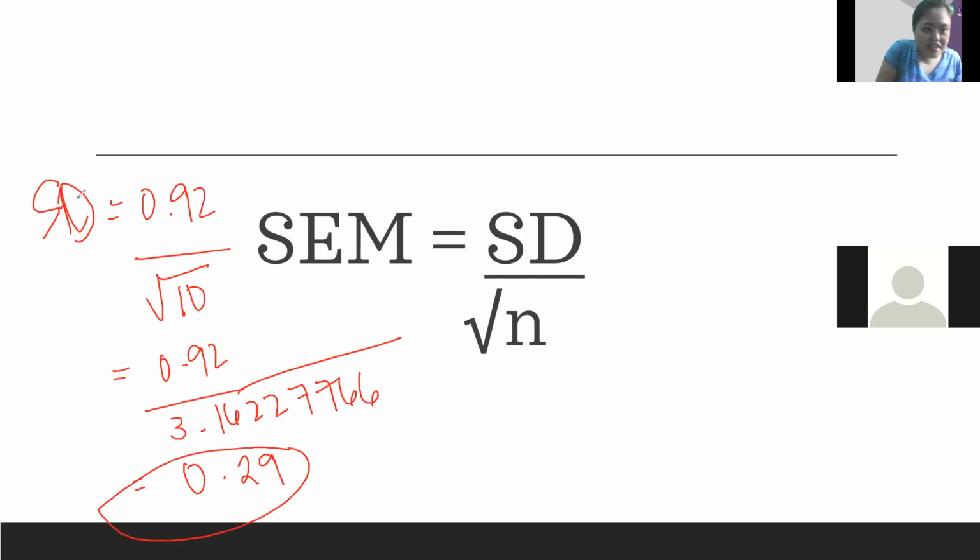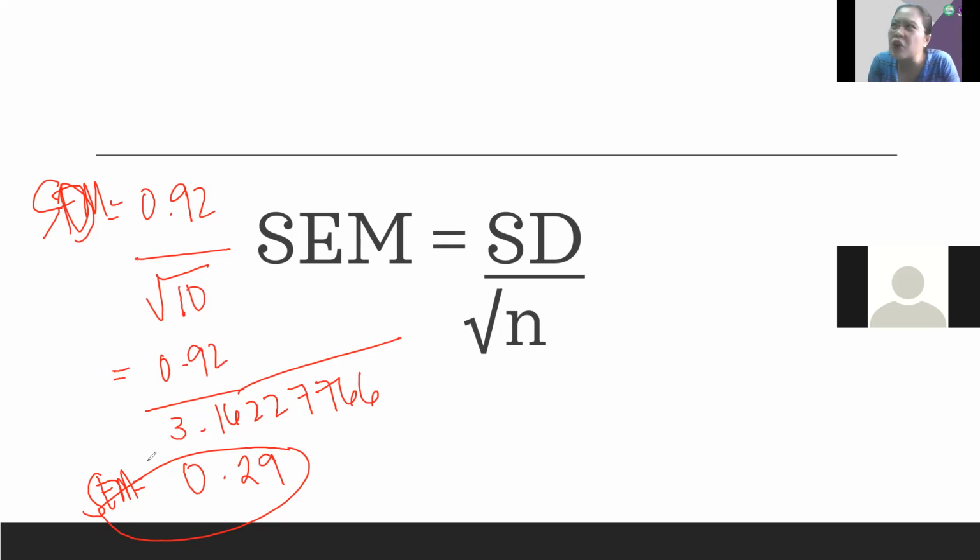So this is not SD. This is SEM. Okay. So this is SEM here. This is the standard error of the mean. So we have here 0.29 and it is considered a very small number. That means the sampling done by the researcher for the set of data na binigay is good and it will not be liable for too much random error. So that's the use of the SEM, class.